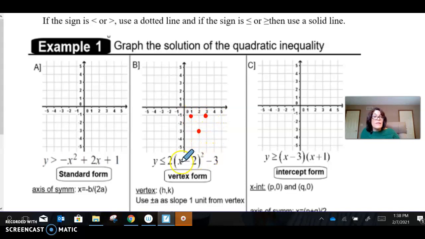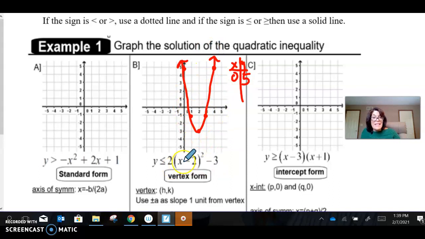If I want a couple other points, I might put 0 in just to see what's happening. 0 minus 2 is -2, just to get an extra point. -2 squared is 4. 4 times 2 is 8, minus 3 is 5. So I might graph (0, 5). That's 2 away from the vertex, so I know 2 away from the vertex in the other direction is also 5. So I'll use my solid line and draw the parabola.